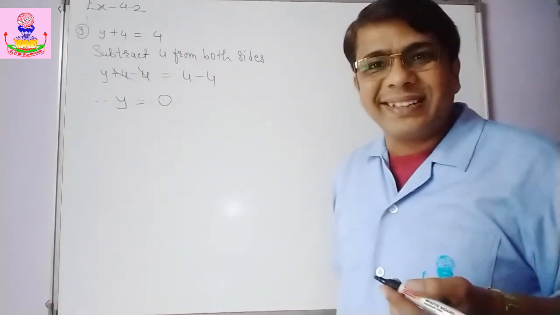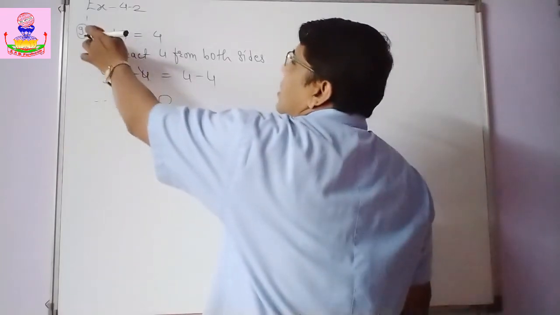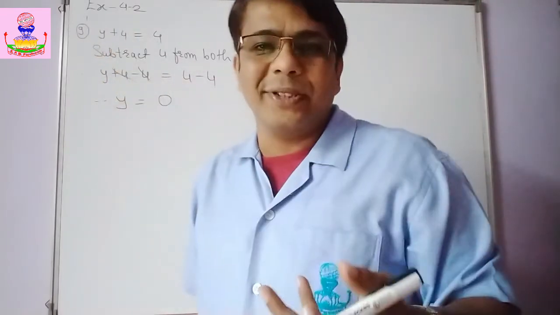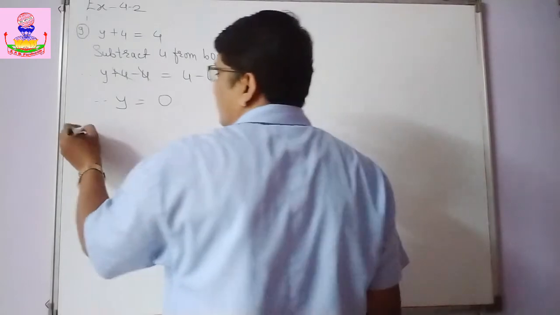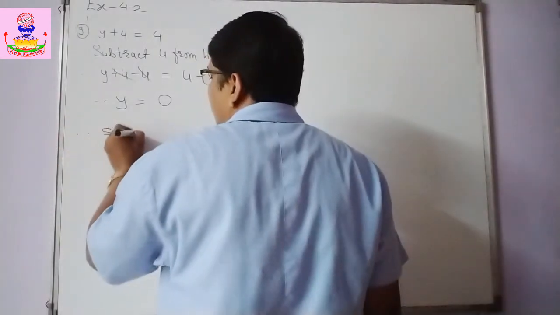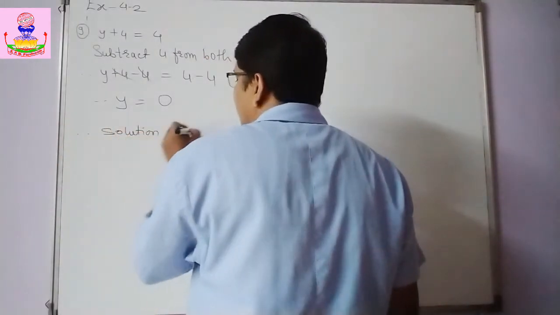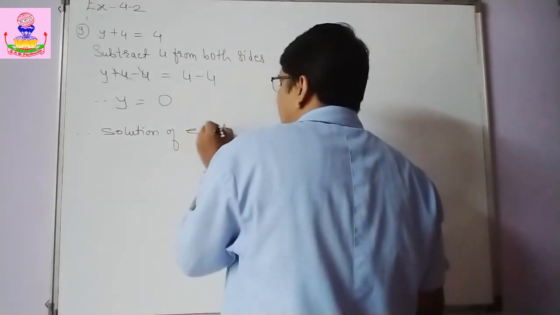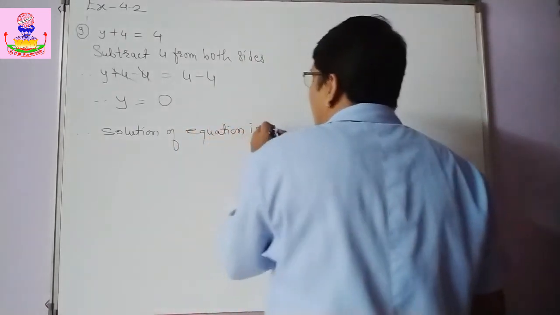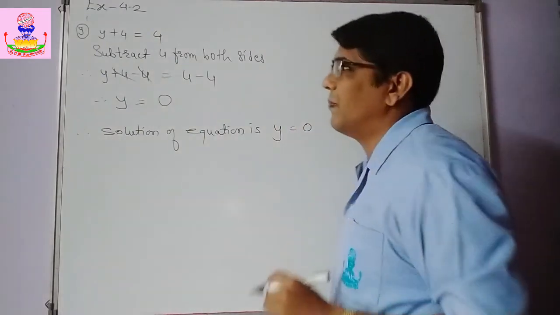Is it right or wrong now? Let us check. Substitute here the y value 0. 0 plus 4 is 4. 4 is equal to 4. We are correct. Therefore, the solution of the equation is y is equal to 0.